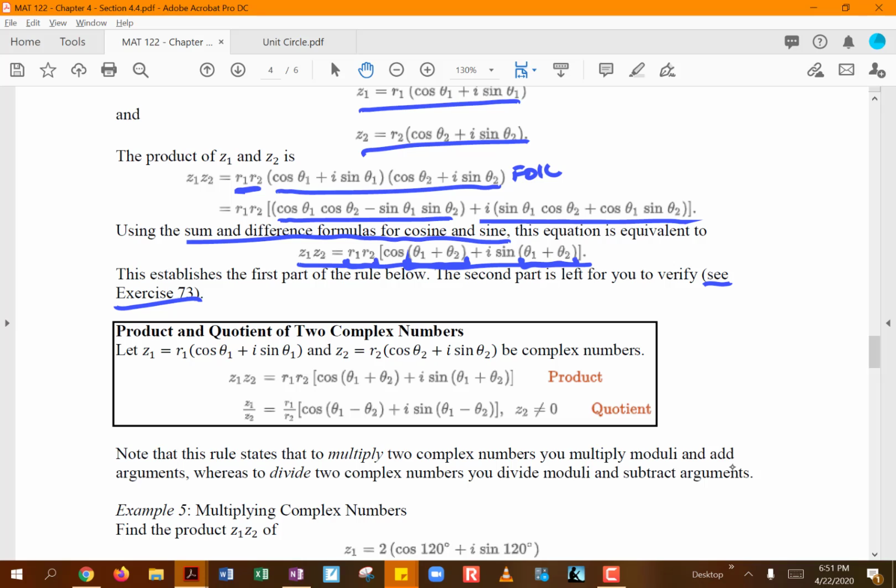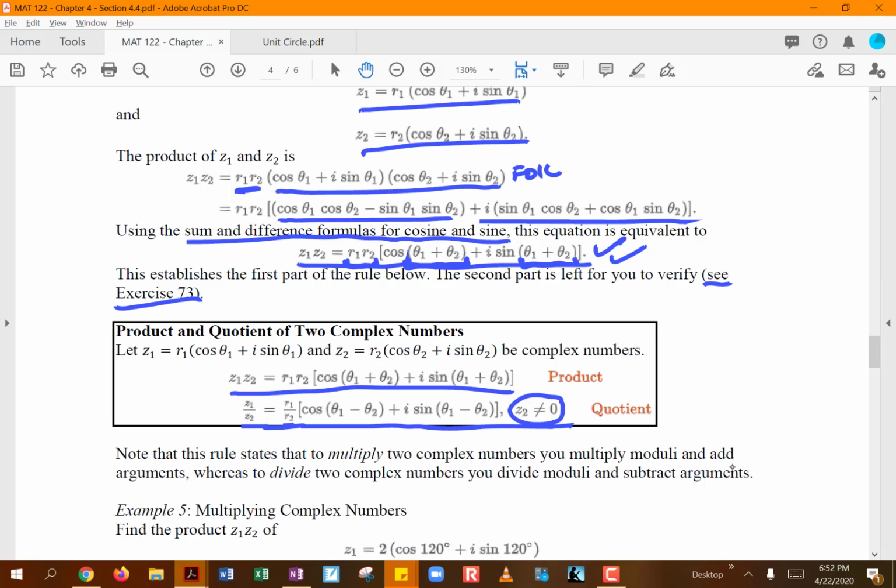But so you can see your multiplication rule over here, which we verified right over here. And then here's your division rule. So Z1 divided by Z2, again, this is where you divide your moduli. So R1 divided by R2, and then in the angles, we actually end up subtracting them. So you are doing cosine of theta 1 minus theta 2 plus I sine theta 1 minus theta 2. Now, since we are dividing by the complex number Z2, you want to make sure Z2 is not going to equal 0, because we still have to think about division by 0 being undefined.